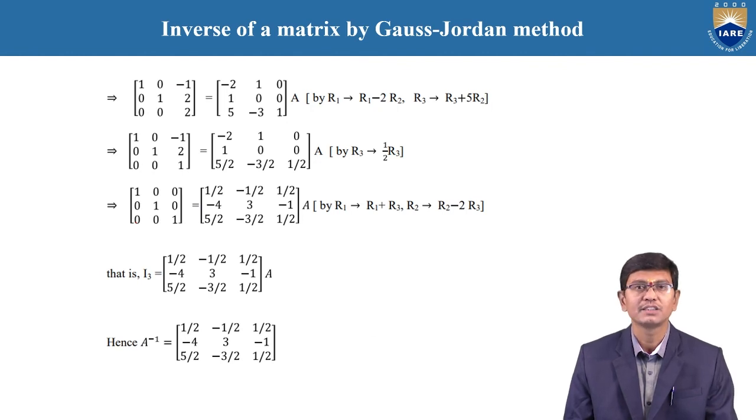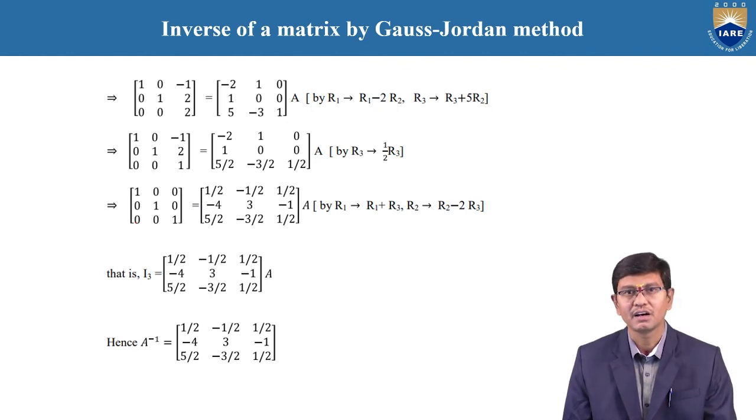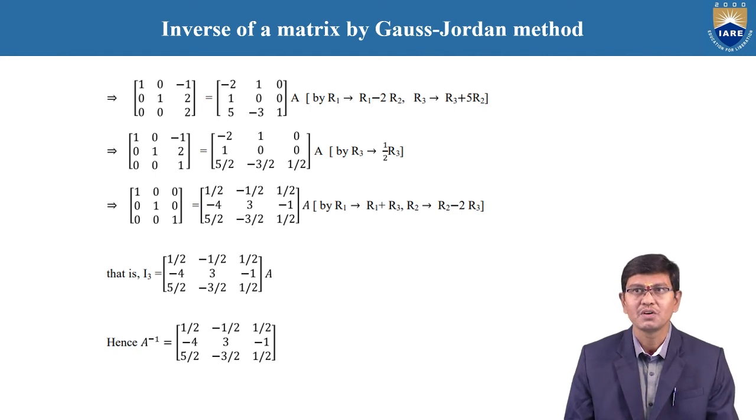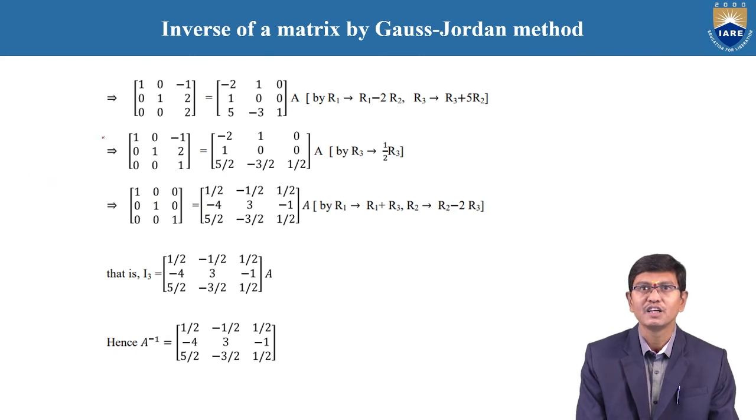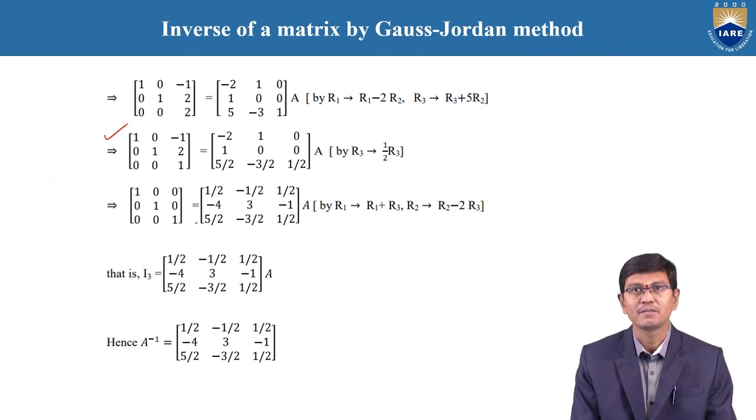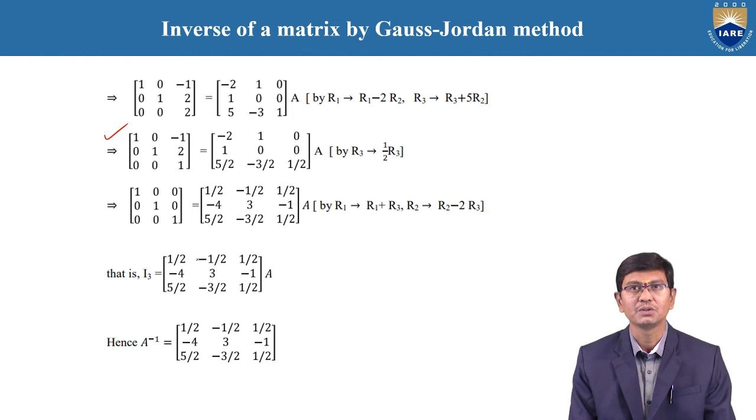Correspondingly, we use these row operations one by one on R1, R2 and R3. One is R1 is equal to R1 minus 2R2, R3 is equal to R3 plus 5R2, and finally R3 is equal to 1 by 2 into R3. The LHS matrix is changed to 1 0 minus 1, 0 1 2, 0 0 1.